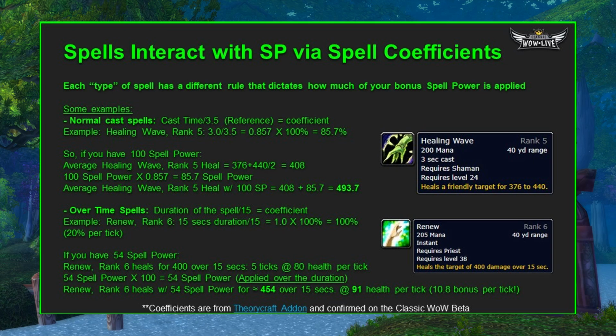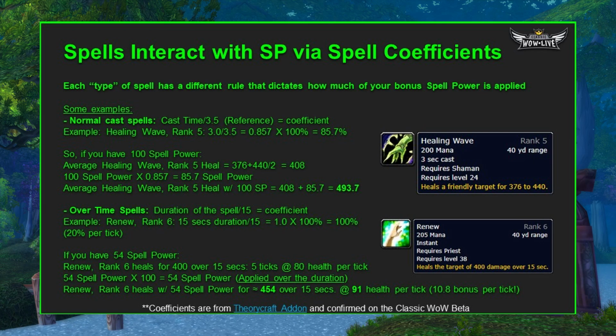However, over time spells have a very different formula. It's the duration of the spell divided by 15, which is the reference, and that gives you the coefficient. An example here is Renew rank 6, which has a 15-second duration, so 15 divided by 15 is 1. So you receive 100% of your bonus spell power for Renew rank 6.